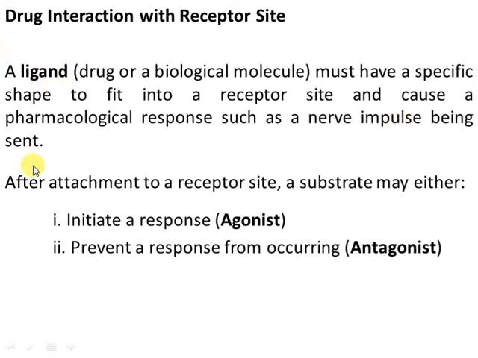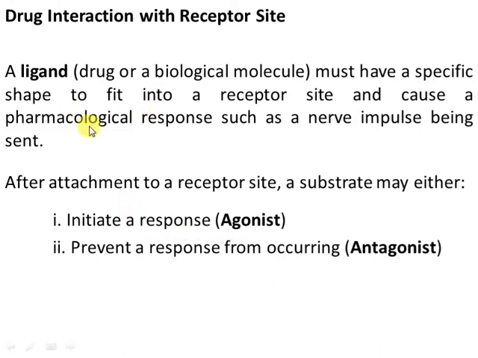One important thing is that once the drug or ligand binds with the receptor, this substrate, meaning the ligand, may either initiate a response or prevent a response from occurring, right? You know that you have a receptor and the receptor has receptor sites. What do we mean by receptor site? Receptor sites are the functional groups that can interact with any ligand. So when a ligand comes and binds with a receptor, it can either initiate a response or prevent a response from occurring.